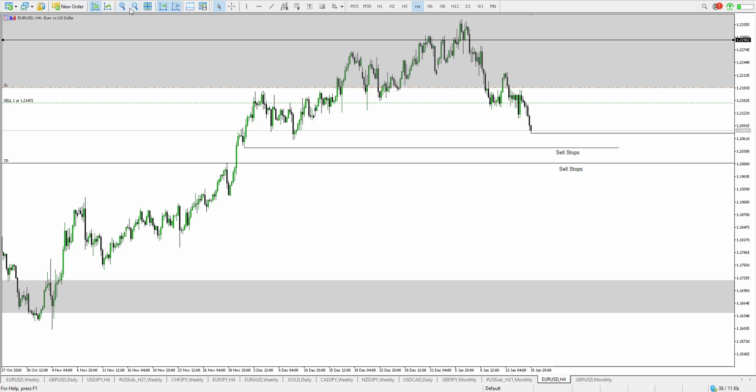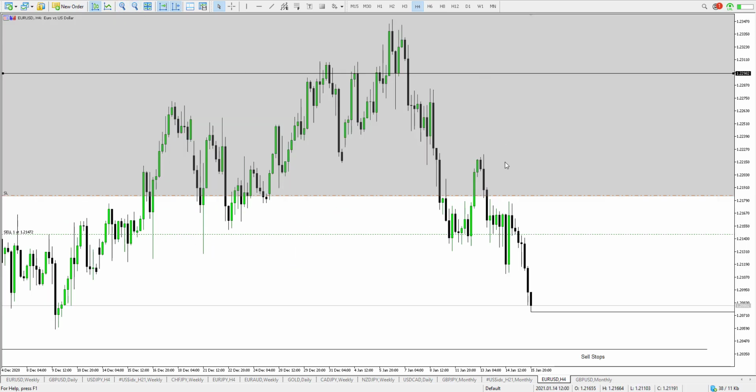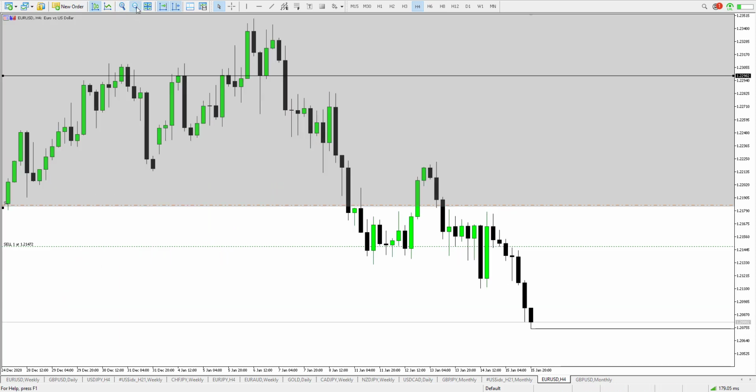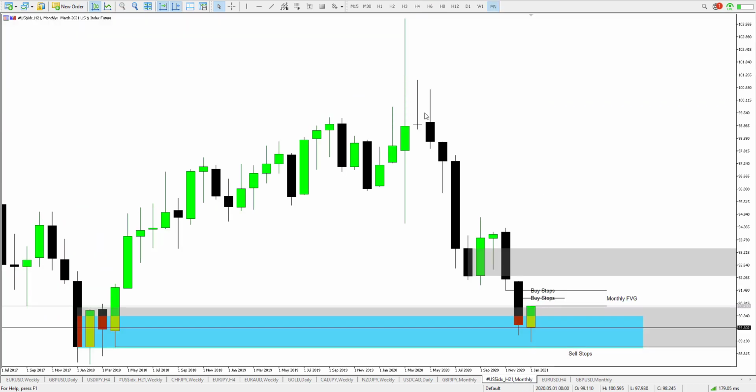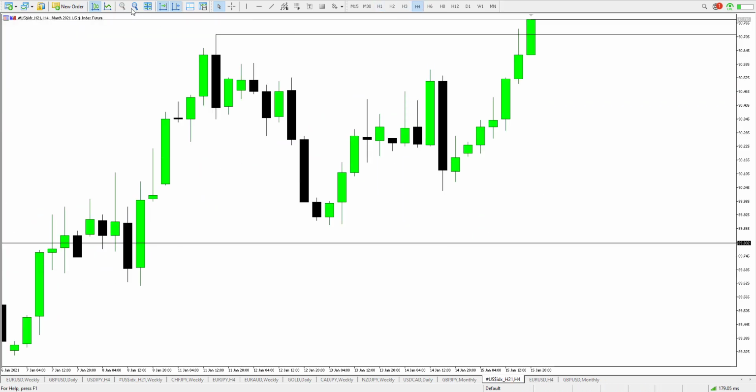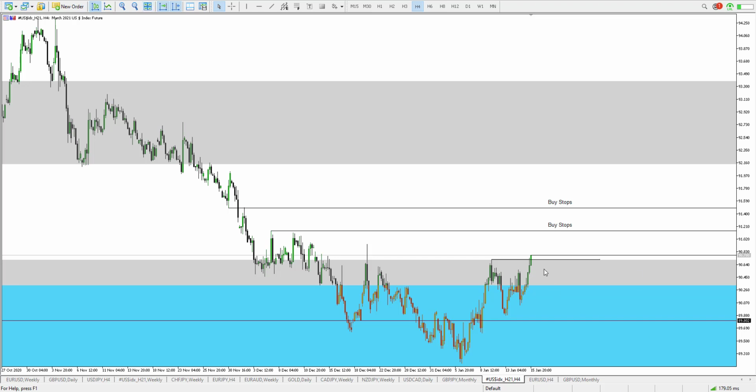You can see here we've got an H4 level where price was consolidating, then orders were built both sides, to the downside and to the upside. The market crashed. So that's the outlook in regards to EURUSD. I'm still expecting more downside momentum, and on dollar index I'm still expecting more upside momentum.